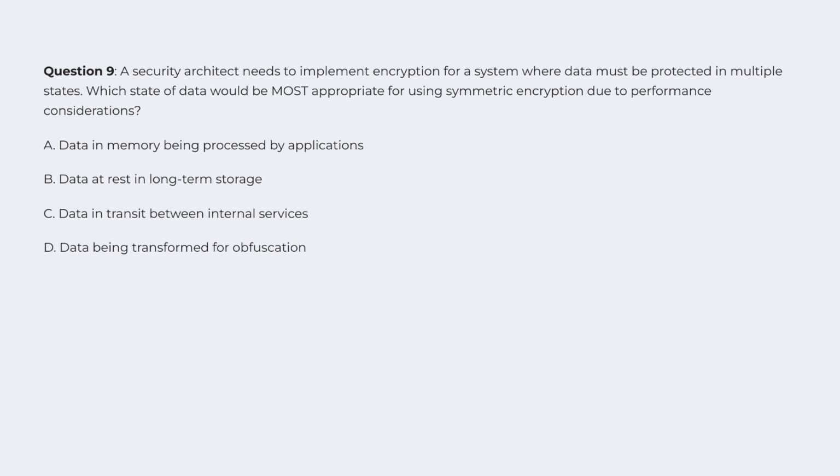Question 9. A security architect needs to implement encryption for a system where data must be protected in multiple states. Which state of data would be most appropriate for using symmetric encryption due to performance considerations? A. Data in memory being processed by applications. B. Data at rest in long-term storage. C. Data in transit between internal services. D. Data being transformed for obfuscation.